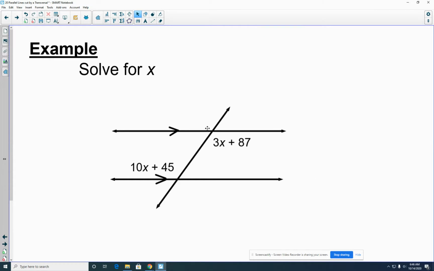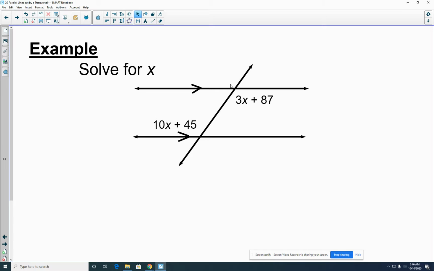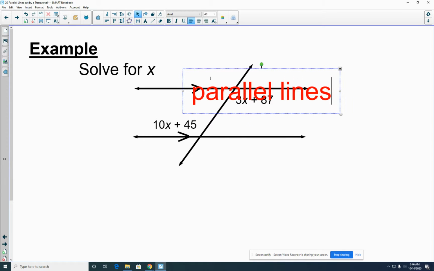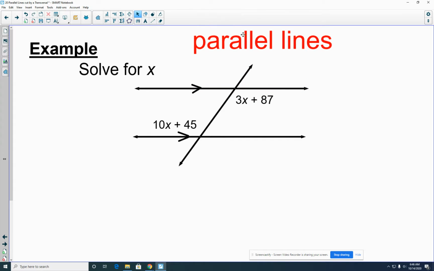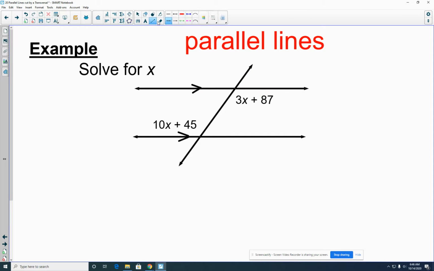Okay, so now let's do an example. Here we have a diagram, and the first thing you always want to look for is what your diagram is telling us. Right now our diagram is telling us that we have parallel lines, and I know that because of the symbol right there. If I didn't have that symbol, I wouldn't know that my lines are parallel, but I do. So now I ask myself, if I have to find x, I have to write an equation. But before I can write an equation, I have to decide what's going on here.